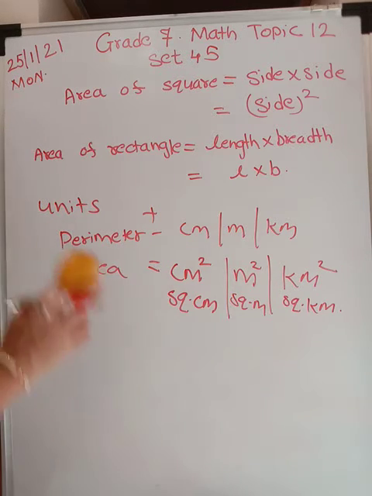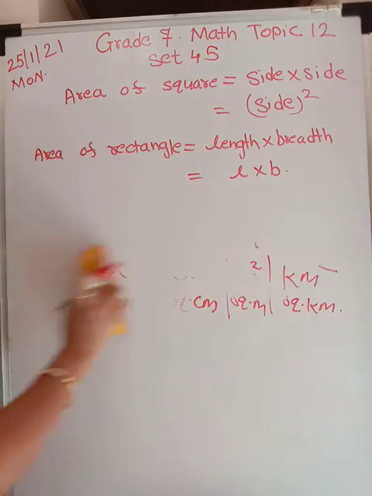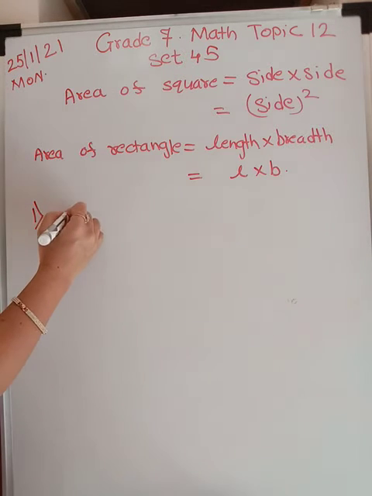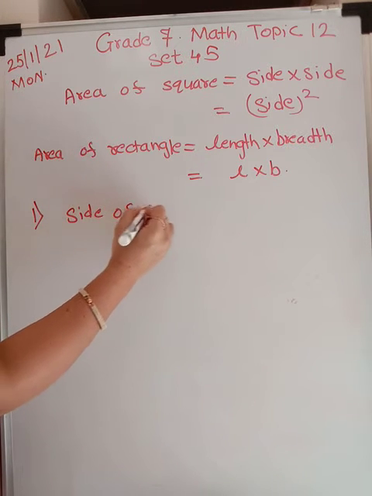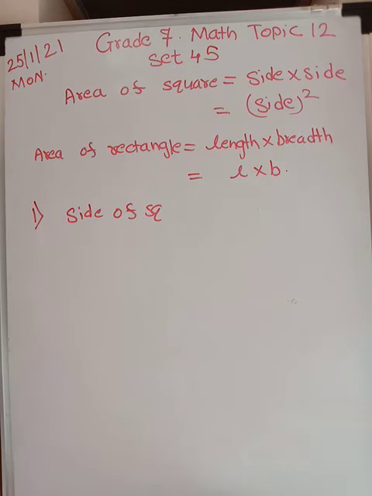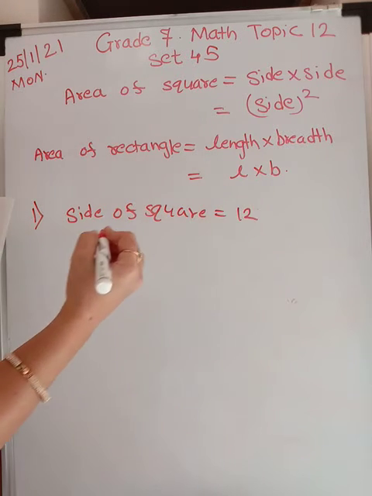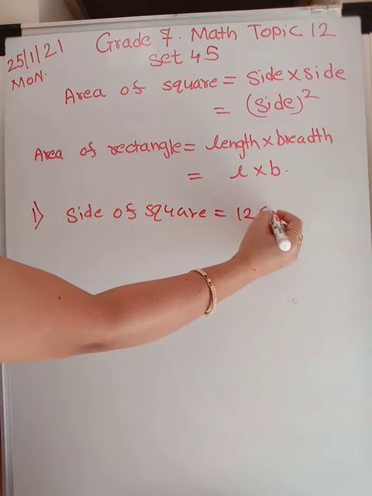Okay. Now let's go for practice set 45. Now see, for practice set 45, first problem. If the side of a square is 12 centimeter, find its area. So first problem, side of a square. Side of square is given. How much is it? Side of a square is given as 12. Do not forget to write the unit, centimeters.